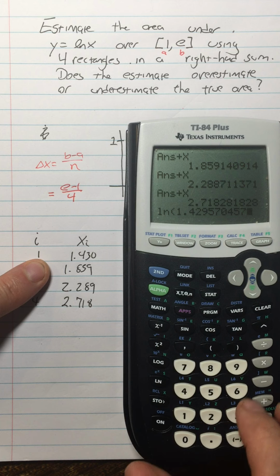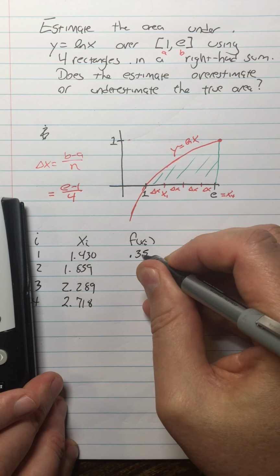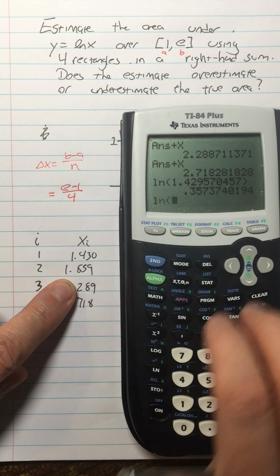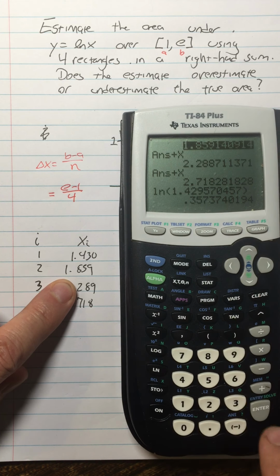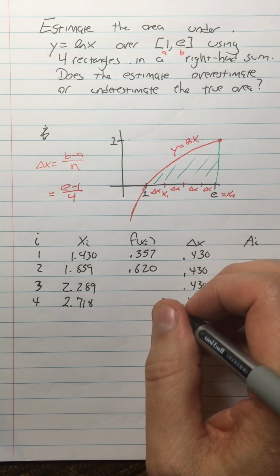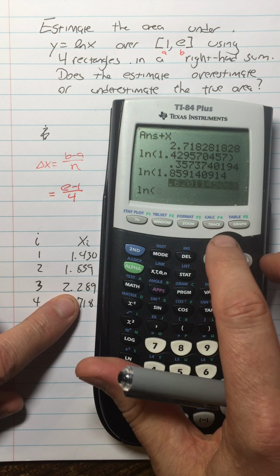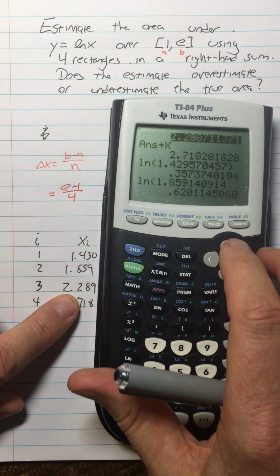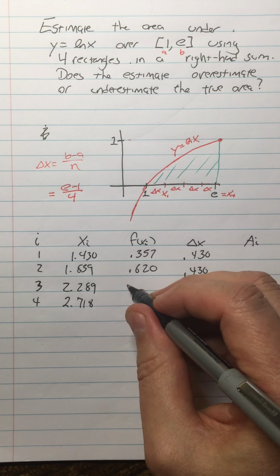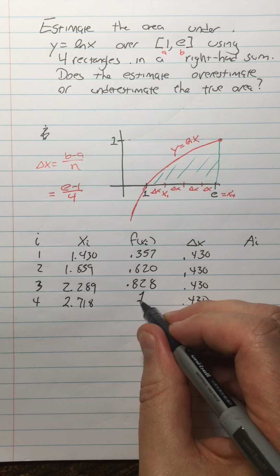See how I'm always copying from the calculator so I don't have to write out the decimals and I don't get compounded rounding errors. So that one's 0.357. And then I have to do f of the 1.859. So ln of the 1.859 number gives me 0.620. All right, and then I have to do ln of the 2.289 number, and that is 0.828. I could continue habitually, but if I think about it, this number is e, and the ln of e is 1.